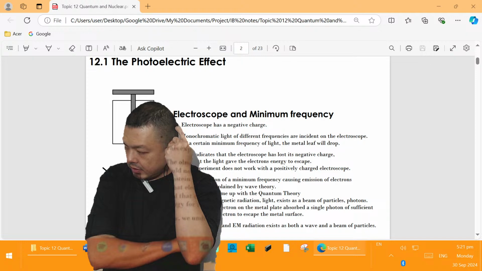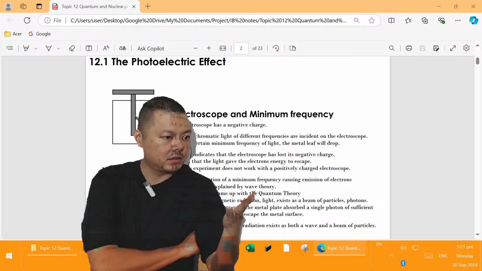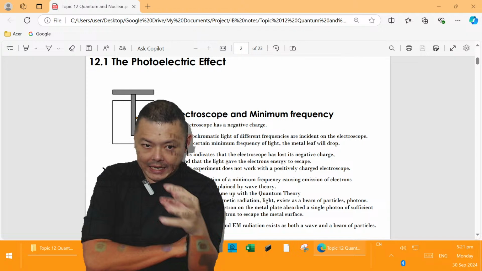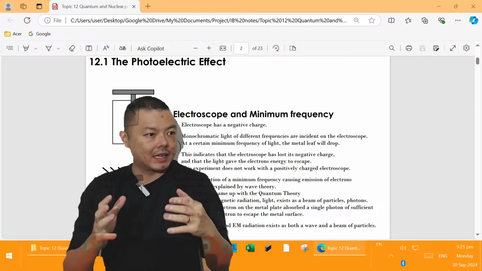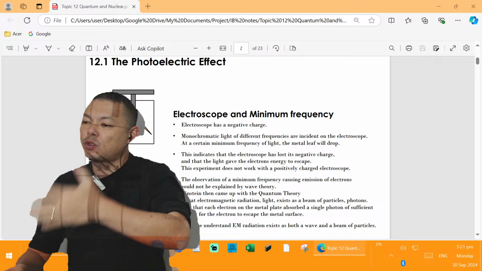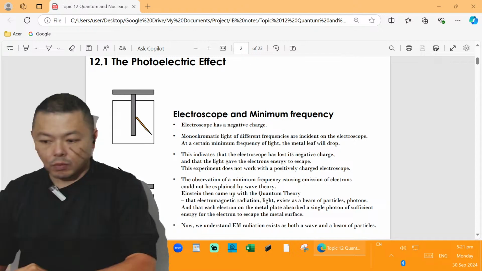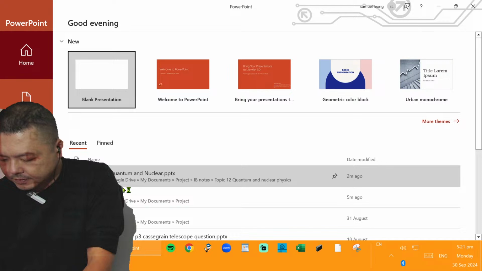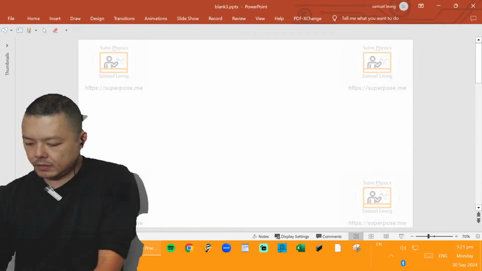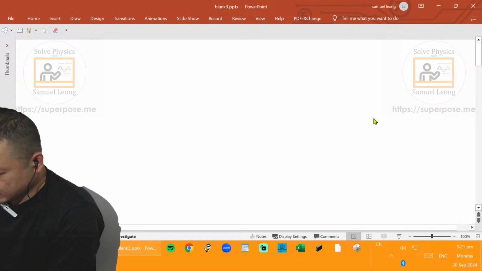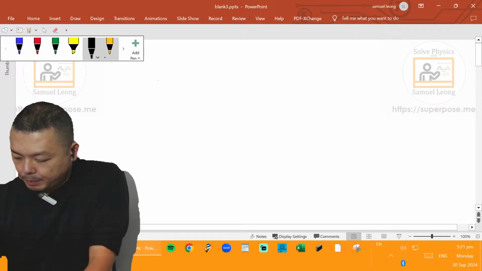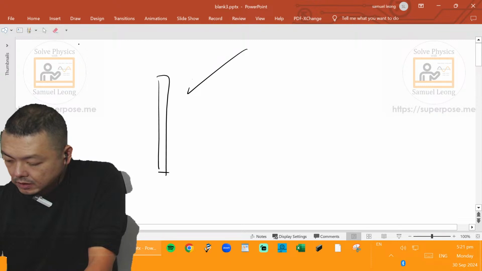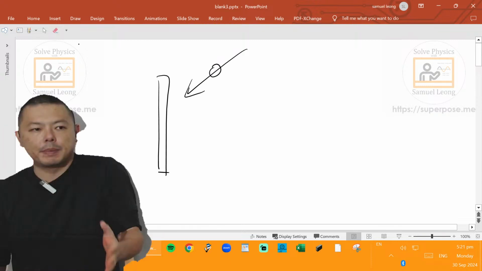Onto what? Okay, a metal plate, right? Not a gas, not a cloud or anything like that. A metal plate. What are we trying to do when we shine the light on that metal plate? What's the purpose of shining the light on it?